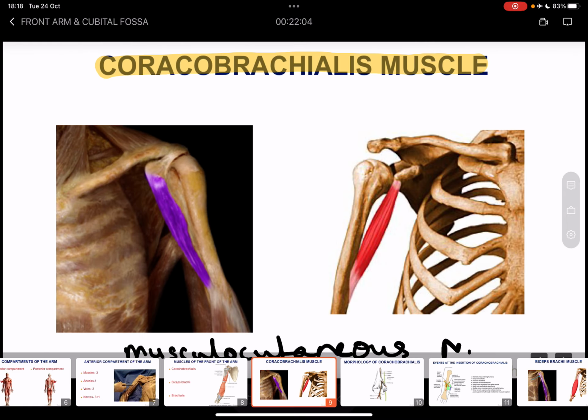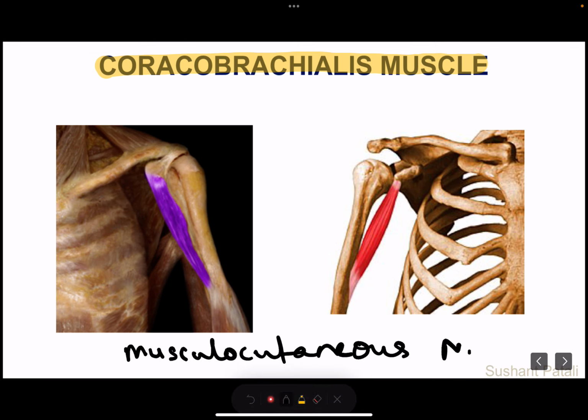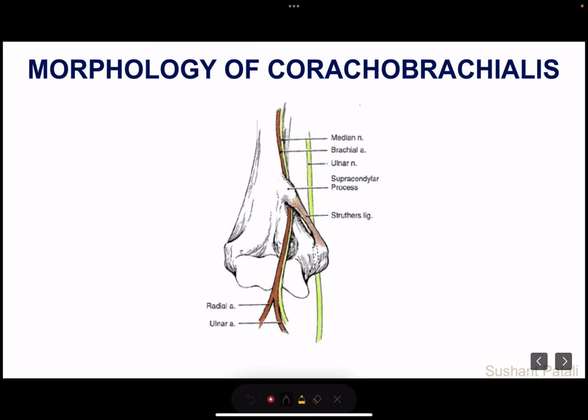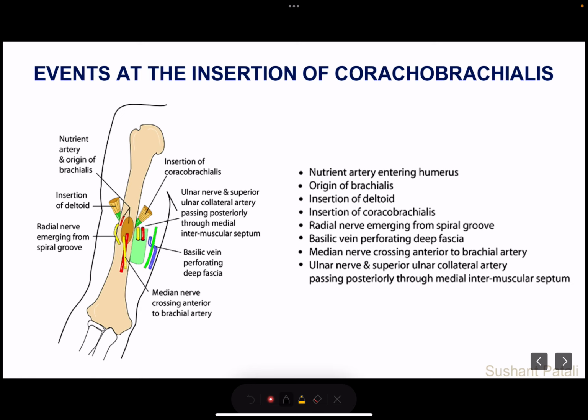Right, now I believe we are ready for the next muscle. Let's see what is here. Yeah, the morphology of the coracobrachialis. So I've already demonstrated this. This is the Struthers ligament, where we can see the median nerve and the brachial artery passing deep to the Struthers ligament. And when this ligament stretches, it's going to compress the brachial artery, giving rise to vascular spasm, and the median nerve, giving rise to median nerve palsy.